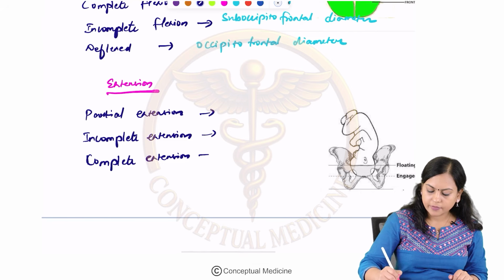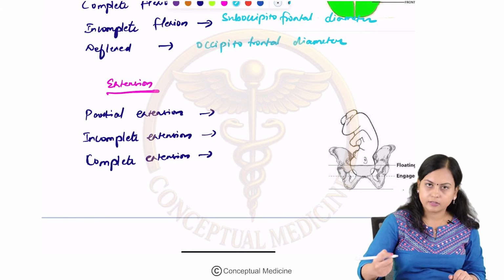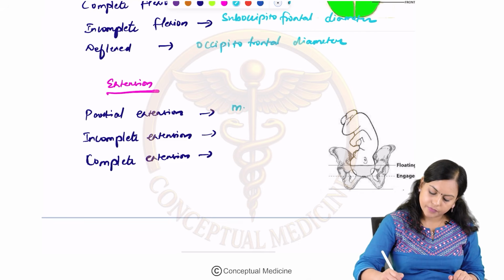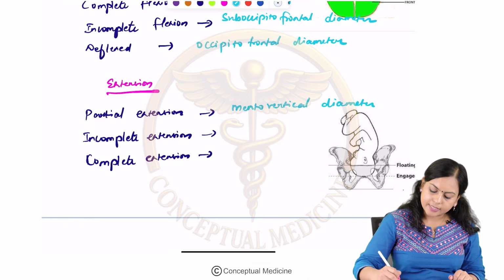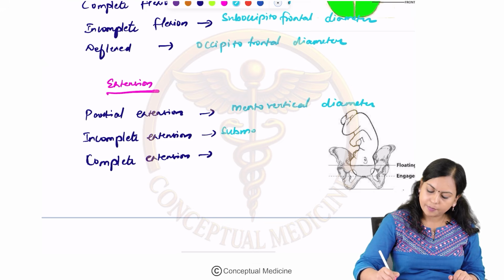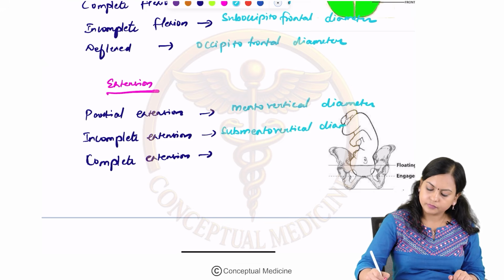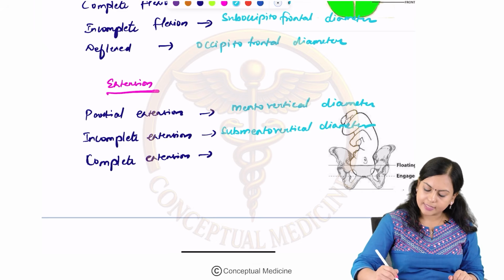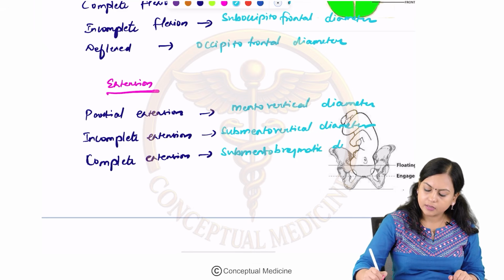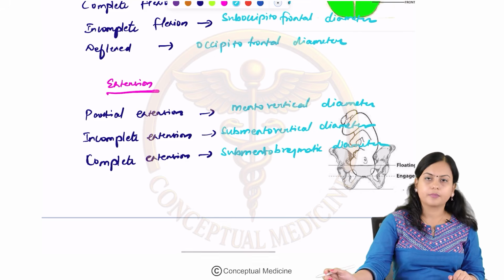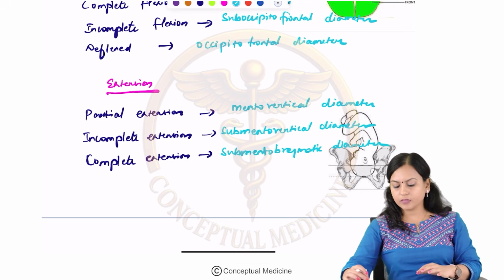Okay. So, what are the various diameters presenting in these three extension means? It is the mento-vertical diameter, and in incomplete extension, it is the submento-vertical diameter, and in complete extension, it is the submento-bregmatic diameter. Okay.